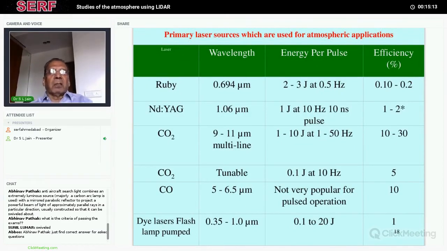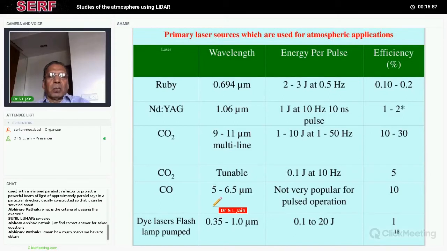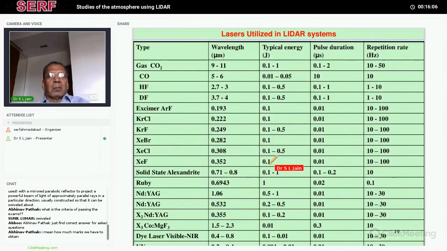And these are the various lasers available in the market, which you can get commercially, with their wavelengths. There is the ruby laser at 0.694 micrometer, and the Nd:YAG laser at 1.06 micrometer. Most of the time you will see the Nd:YAG laser used at 532 or 355 nanometers, which are the second or third harmonic of this laser. So they use the harmonics for atmosphere probing. Then the CO2 laser is tunable in the range of 9 to 11 micrometer. The CO laser is from 5 to 6.5 micrometer, and then you have a large number of dye lasers from 0.35 to 1.0 micrometer. This is another long list of lasers available in the market, and they are used for various different purposes.